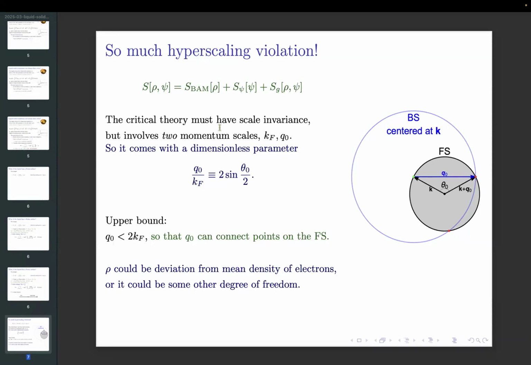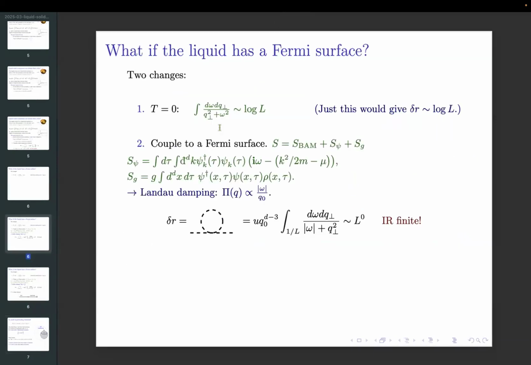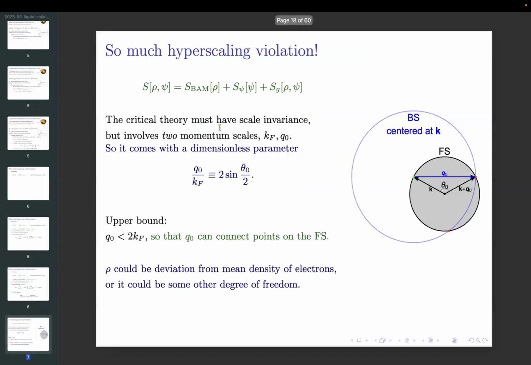The theory I want to think about is this Landau theory of rho that we were talking about. I wrote it on the previous slide: some kinetic term for the Fermi liquid, and then a coupling to it, this kind of Yukawa coupling, just as if rho is the density of the fermions. The critical theory that we want to talk about also should be scale invariant, but now it has two momentum scales. In addition to the Fermi momentum kF, there's also the radius of the Bose surface, this parameter Q naught, which is also a momentum scale.